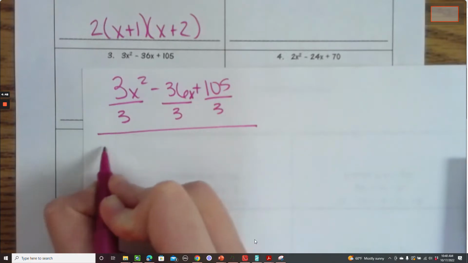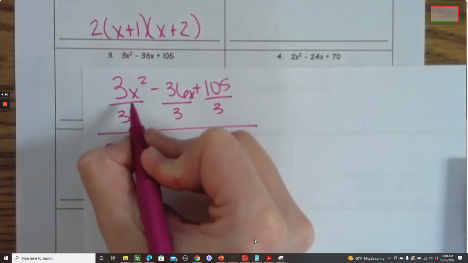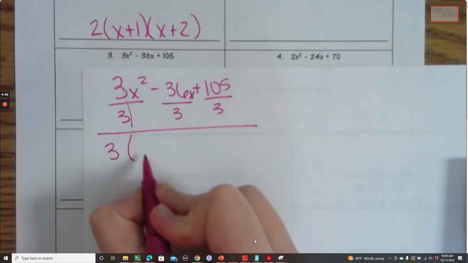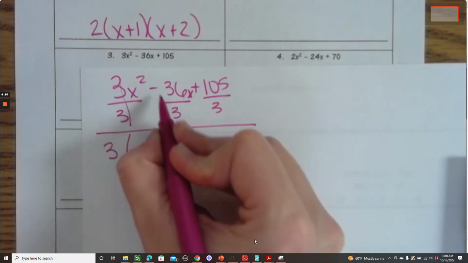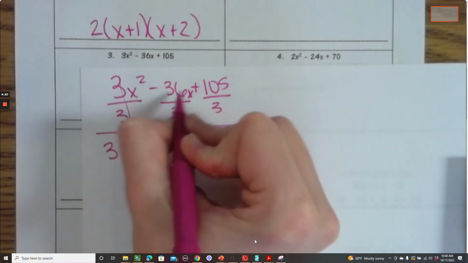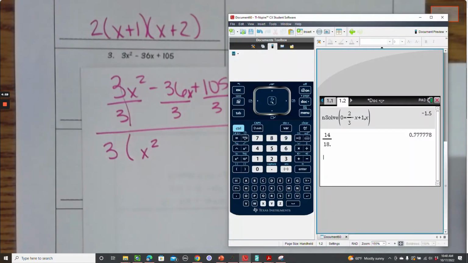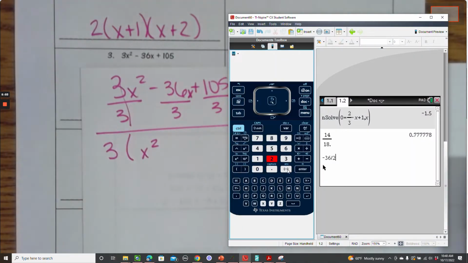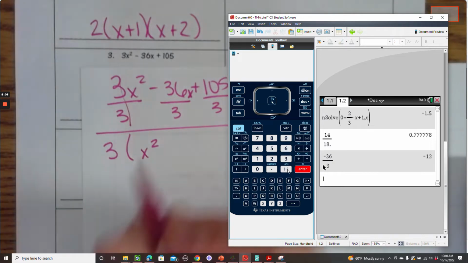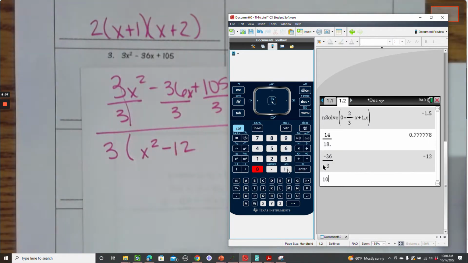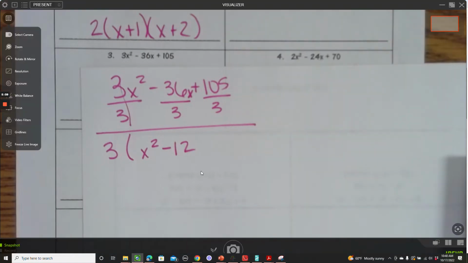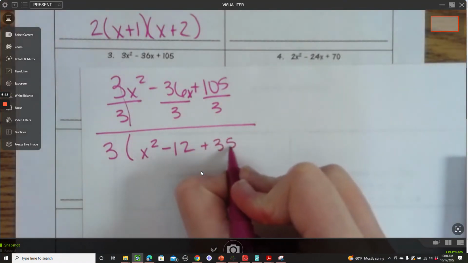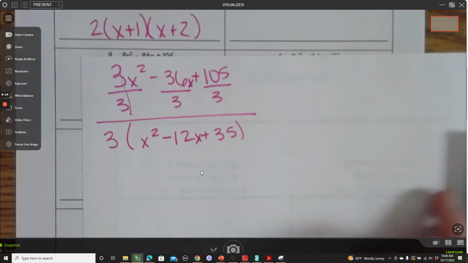All right. So the 3 goes outside the parentheses. So this cancels, and I'm left with x squared. Negative, so remember, pick up this sign. That's the number one mistake in algebra, kids, is they drop this sign. Negative 36 divided by 3 is minus 12. And then 105 divided by 3 is 35. Yes, it needs an x. I'm sorry. I keep dropping that x.